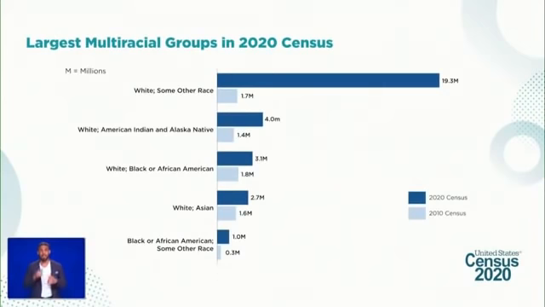The largest multiracial combinations in 2020 were white and some other race at 19.3 million, white and American Indian and Alaska Native with 4 million, white and Black or African American at 3.1 million, white and Asian at 2.7 million, and Black or African American and some other race with 1 million.